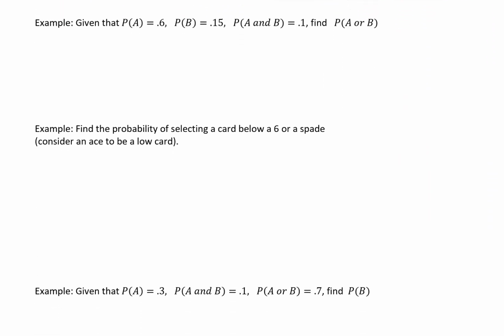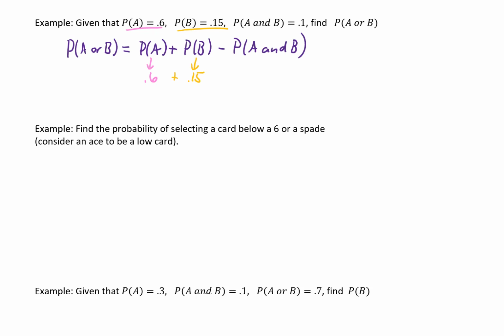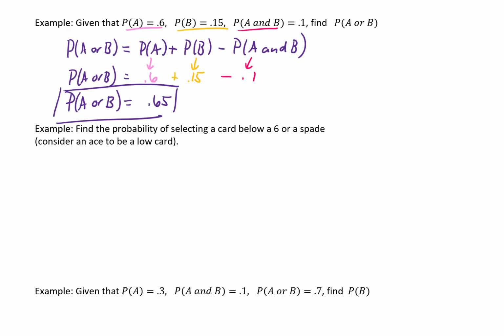We're given some probabilities, and we need to find a missing probability. If we just write down the formula from our previous discussion, we can plug in our known values. The probability of A is 0.6, the probability of B is 0.15, the probability of A and B is given to us as 0.1. That's going to allow us to find the probability of A or B happening just by adding and subtracting these numbers. When I plug that into my calculator, I get this result right here.